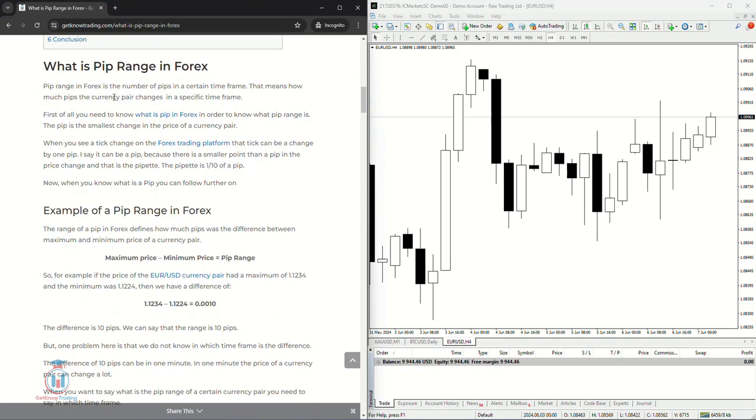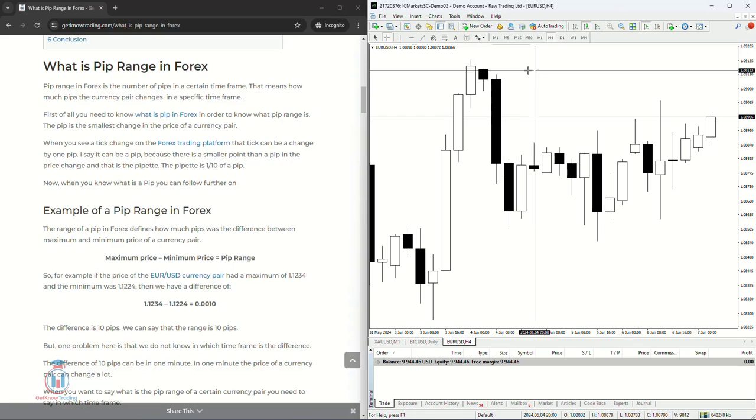Now, what is the Pip range? The Pip range is the number of pips in a certain time frame that the symbol moves. So for example, here I have a EURUSD, which is 4-hour time frame. So each candle here on the chart represents 4 hours.